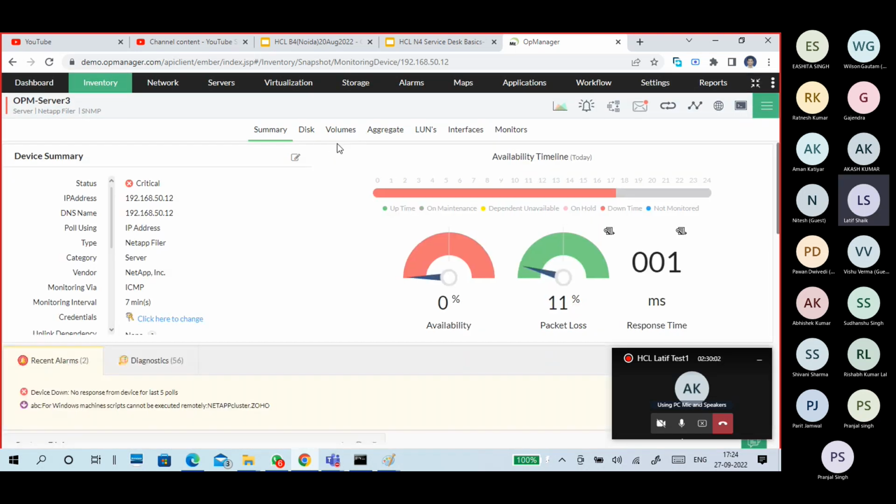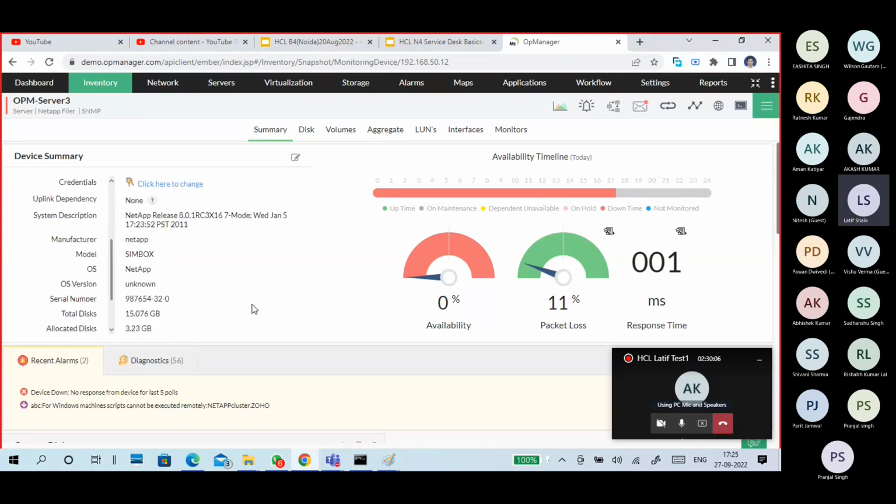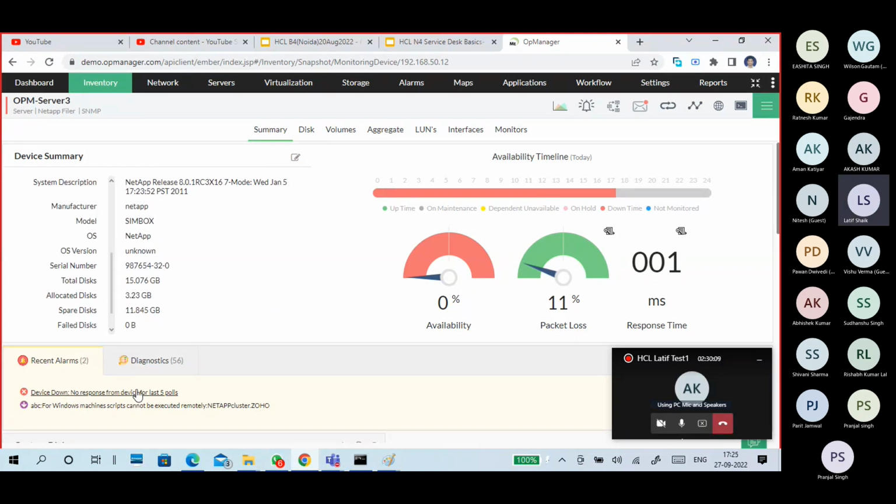Device name. What is the complaint? It is in a critical state. Device information: device down, no response from the device for the last 5 polls. Okay, just try to ping the device. Okay, the device is not responding. It's continuously doing that. So you have to go and fix it immediately.